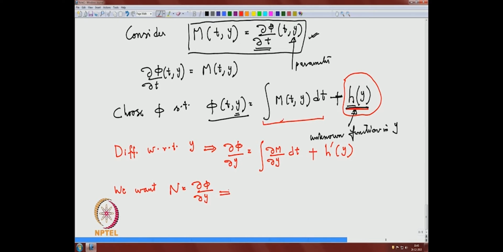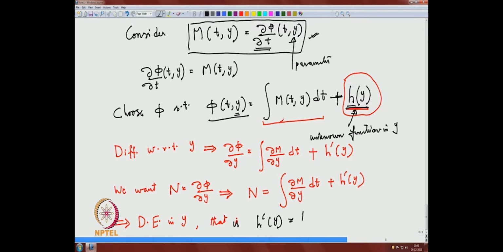So, that implies you have an equation, n is equal to integral of m, dm by dy dt, you have h prime of y. So, that implies a differential equation in y variable now. Let us come back: h prime of y is equal to n minus integral of dm by dy dt. So, you integrate. n and m are fine, you will be able to find this one.